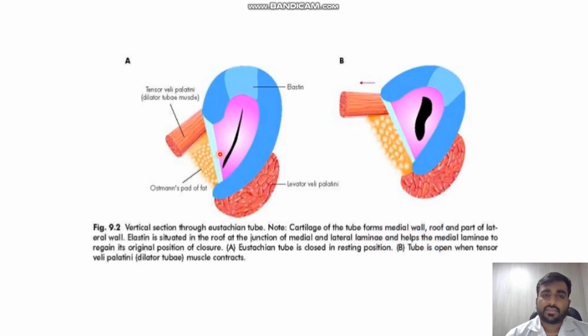This is a vertical section of the Eustachian tube with both laminae. The first figure shows that the Eustachian tube is closed in the resting position. But the second figure shows that the tube is open when the tensor veli palatini muscle contracts. So this is called the dilator of the tube.